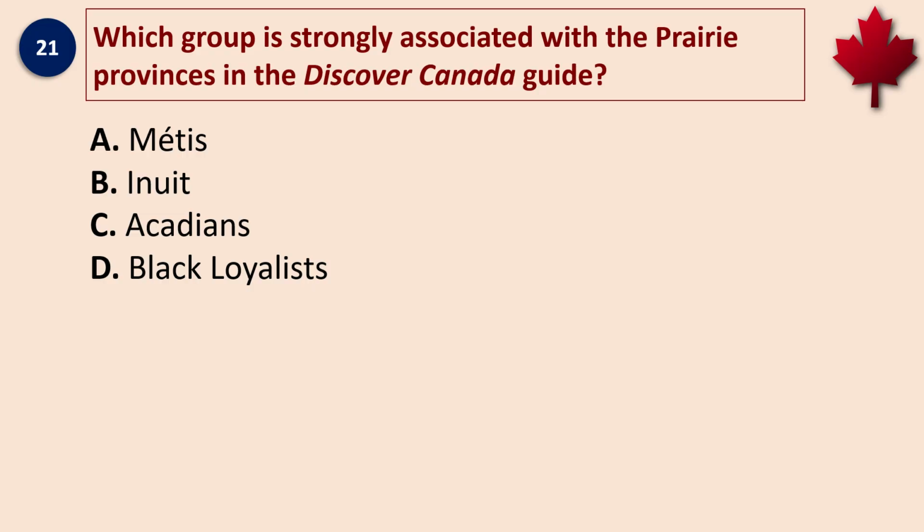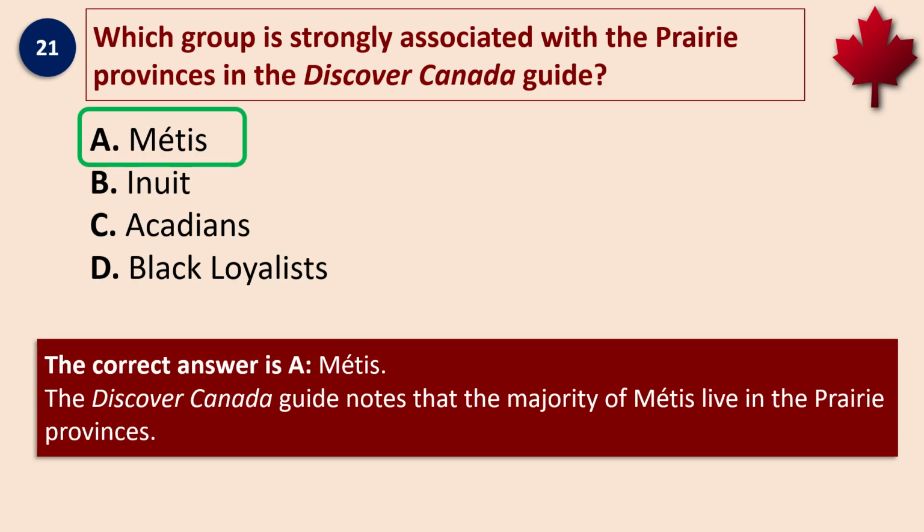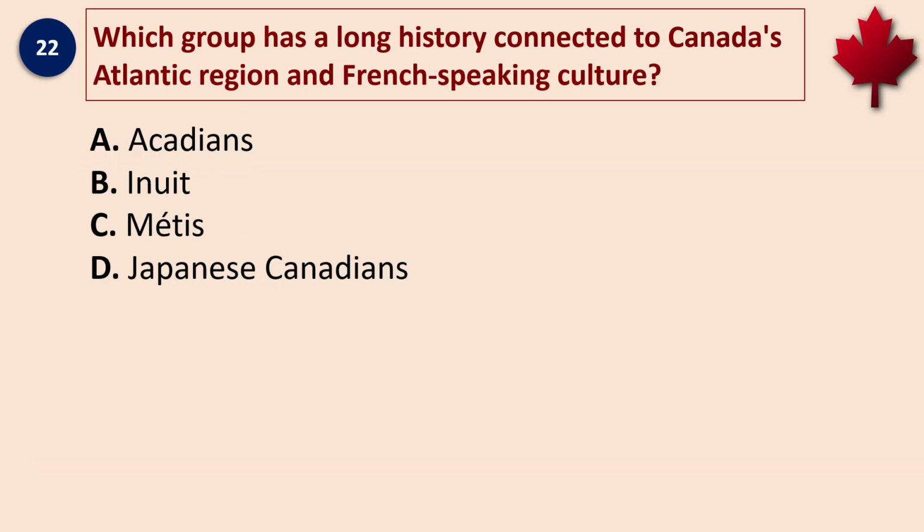A. Métis. B. Inuit. C. Acadians. D. Black Loyalists. The correct answer is A. Métis. The Discover Canada Guide notes that the majority of Métis live in the prairie provinces. Which group has a long history connected to Canada's Atlantic region and French-speaking culture?